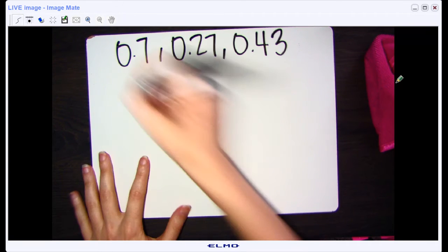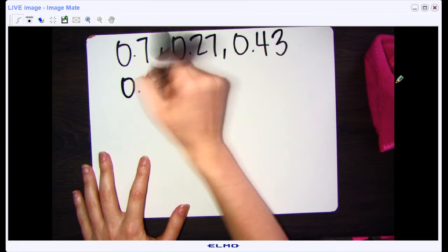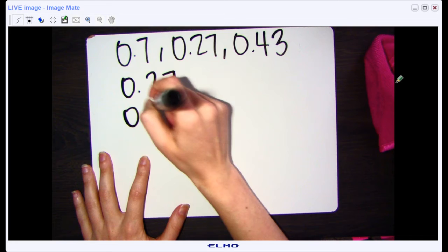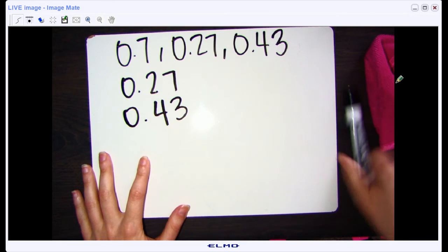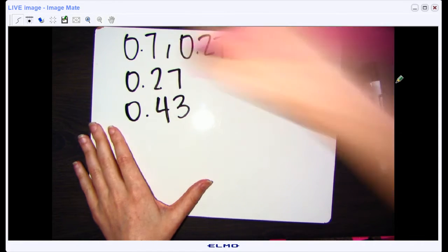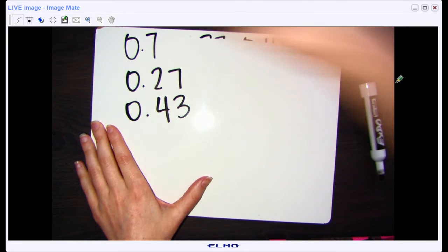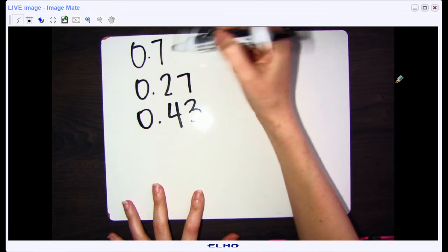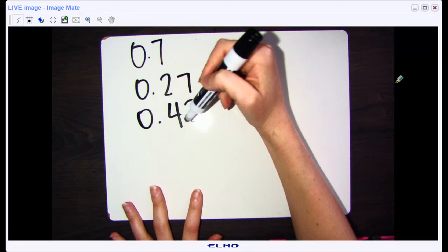So again, I like to put them in a column first because it's a little bit easier for me to see. So I'm going to do that. And then I'm going to go up and erase what I drew because there's a lot going on. So I'm just going to erase these. So now I've got 7, 2, and 4.